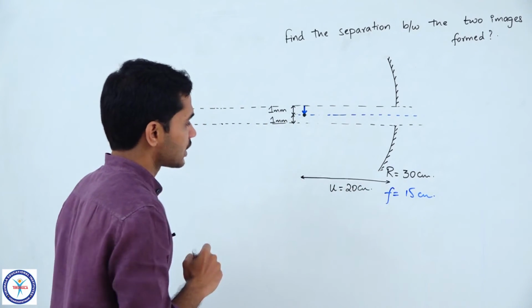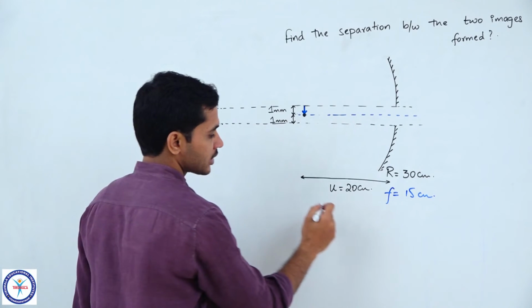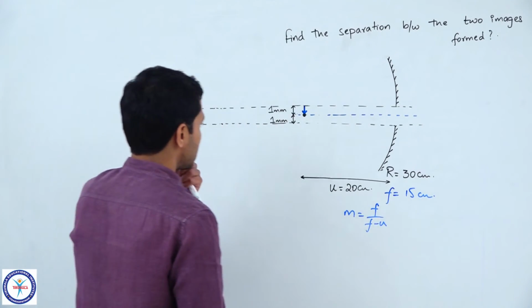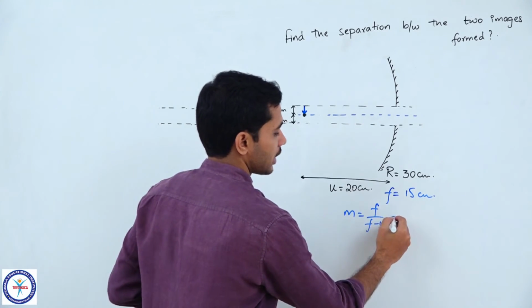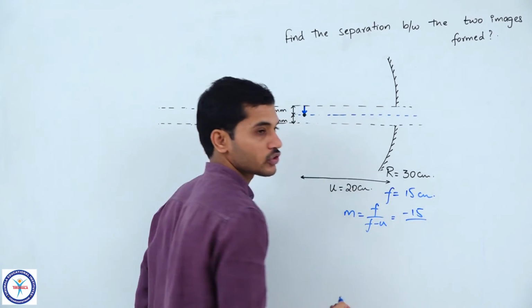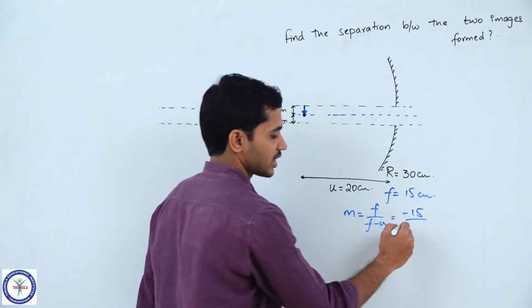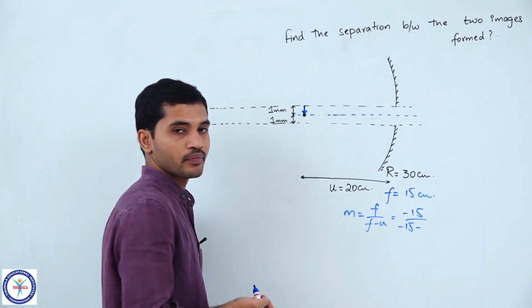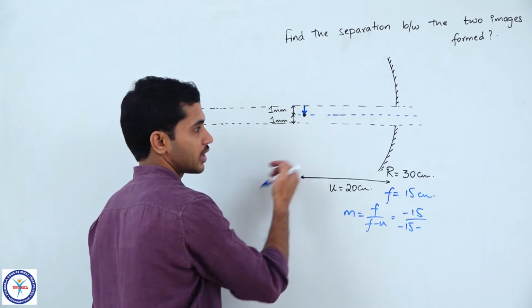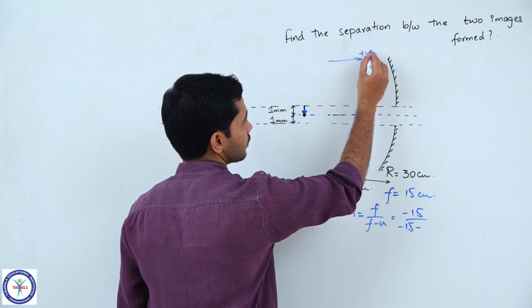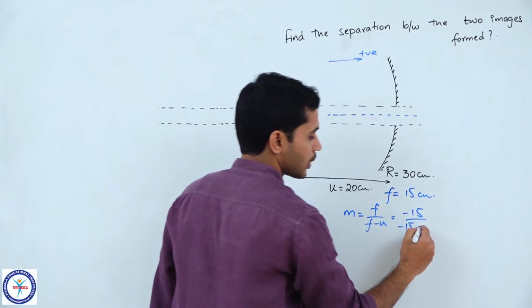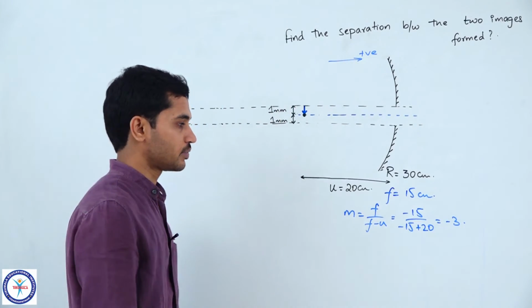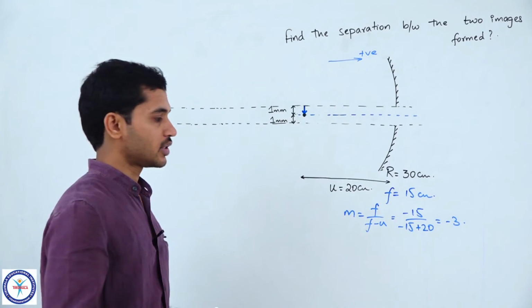Now, let us find the magnification. How do we write the expression for magnification? M is equal to f by f minus u. So, what I get here is f should be taken as minus 15 because it is a concave mirror. Once again, minus 15 minus u, u is minus 20. So, it is on this side. This direction is positive. Light goes in this direction. So, this becomes plus 20 and the final value which I get is minus 3. So, the magnification is minus 3.